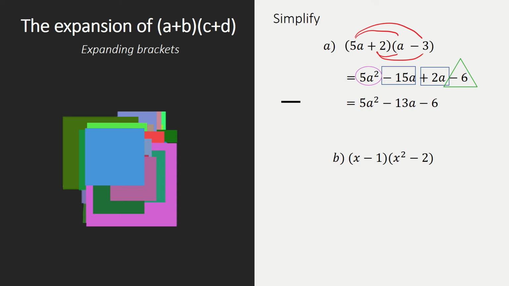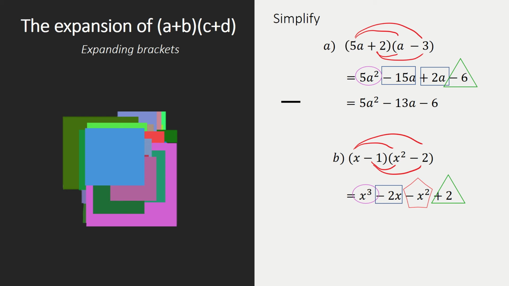If you need to simplify (x - 1)(x squared - 2), you're going to use the banana method again. So x times x squared, x times minus 2, minus 1 times x squared, minus 1 times minus 2. What you get is x to the power of 3 minus 2x minus x squared plus 2. Again, highlight the like terms. As you can see, there are no like terms in this case.